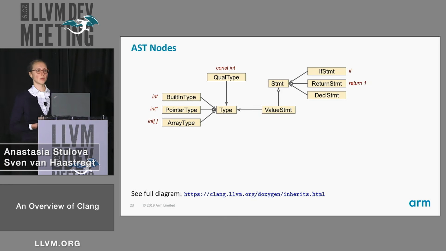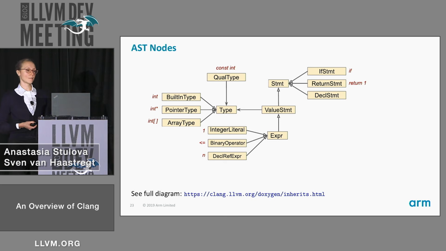Another key class is statement. That is a base class for representing statements in general, and there are several concrete instances, for example, if statement or return statement. Expression is derived from statement, and there are also several concrete instances. Particularly those we use in our examples are integer literal or binary operator. There is one interesting, which is decl ref expression, and I think you will see it in absolutely every program you compile. And that is just a way to refer to some previously declared object and refer to it in the current expression.